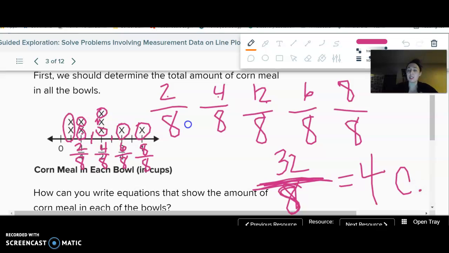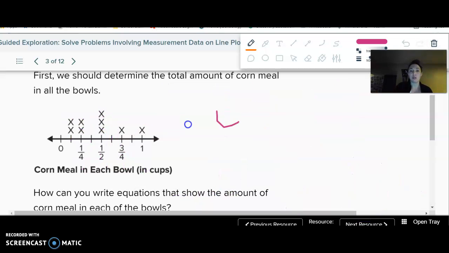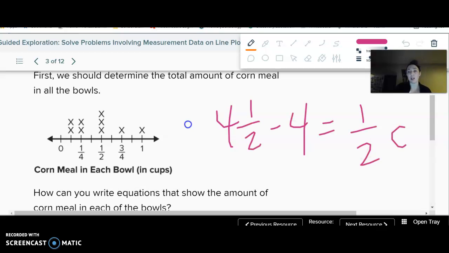Now, it told us that there was 4.5 in the whole thing. So if there's 4.5 in all 10, and there's 4 in 9 of them, what does that missing part have to be? Well, I can do 4.5 minus 4 gives me 1/2. 4.5 minus 4 equals 1/2 a cup in that last bowl.